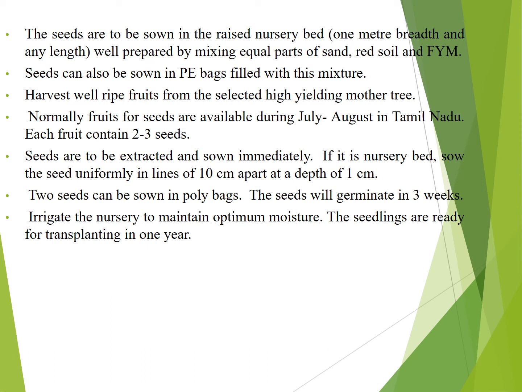Two seeds can be sown in one poly bag. The seeds will germinate within 3 weeks. Irrigate the nursery to maintain optimum soil moisture, and the seedlings are ready for transplanting 1 year after sowing.